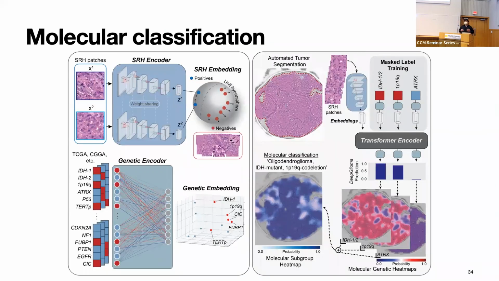Another future direction is molecular classification, because in neuro-oncology, a lot of these diagnoses are moving beyond just the histological diagnosis. People are moving toward a molecular diagnosis from sequencing, and certain mutations are very good indicators for a certain type of tumor. So currently under review is one of the papers that does molecular classification with the SRH images.